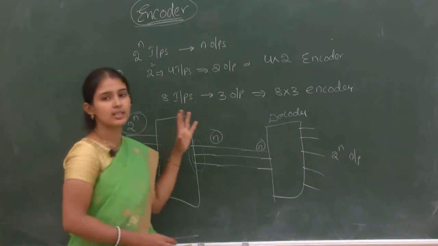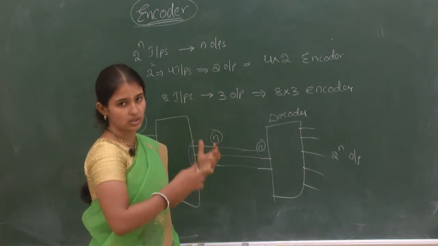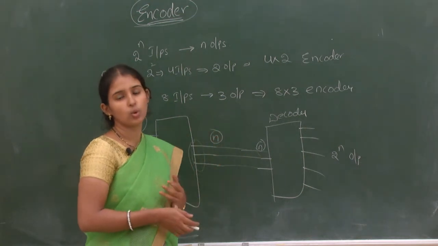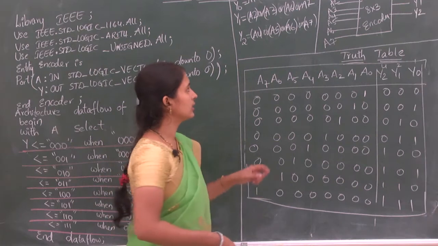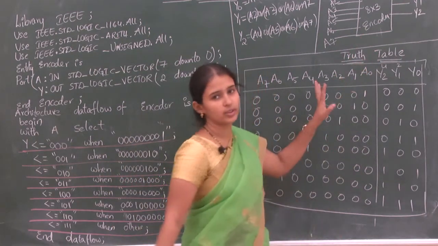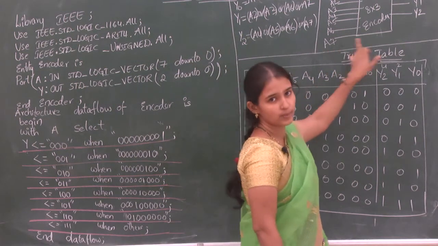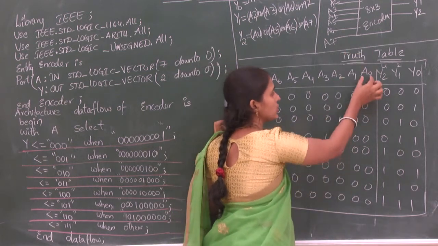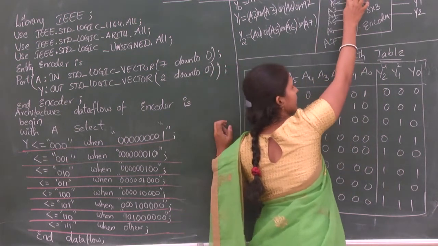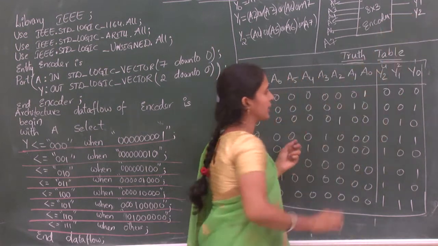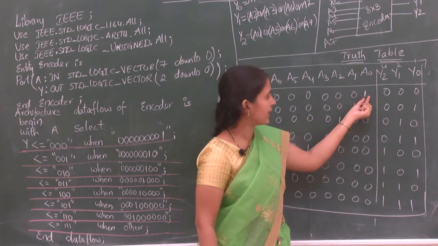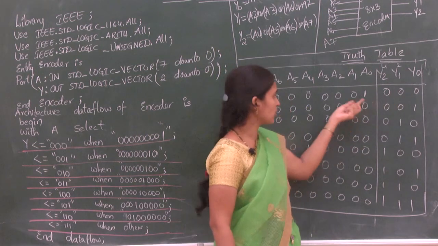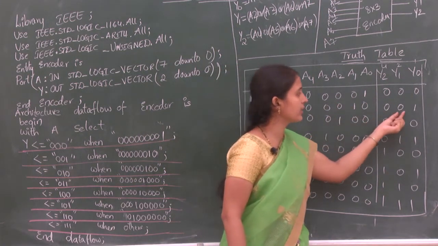Now we will discuss the truth table of an encoder, and we will see the VHDL code of the encoder. This is the logic diagram for the 8 to 3 encoder. It takes 8 inputs and provides 3 outputs. Coming to the truth table, in an encoder, if one input line is high, it is converted into its binary equivalent. If A0 is high, it is converted into all zeros. If A1 is high, it is converted into 001.